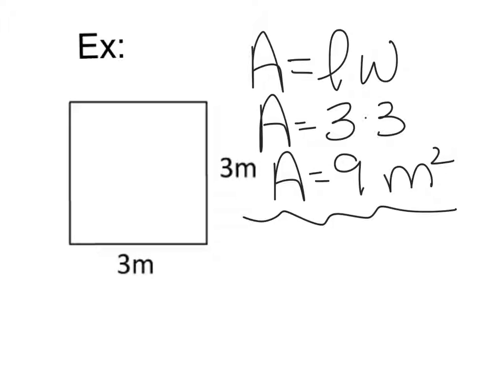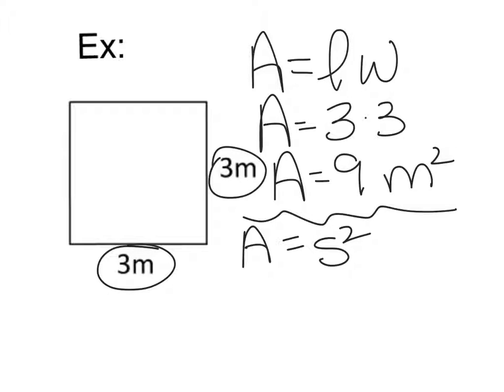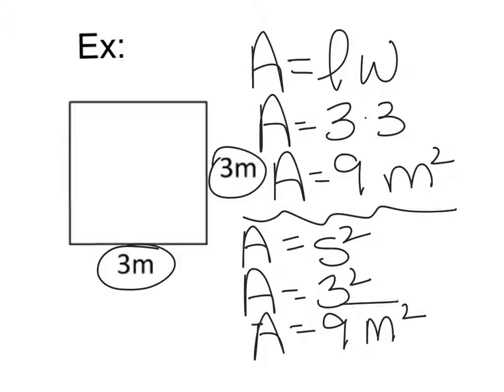Since it's a square, we could also use the formula A equals S squared. Because both sides are the same, we're going to end up multiplying side times side instead of as length times width. And so that would give us 3 squared, which we know is 9 meters squared. So you can get the answer in two different ways, depending on which formula you'd like to use.